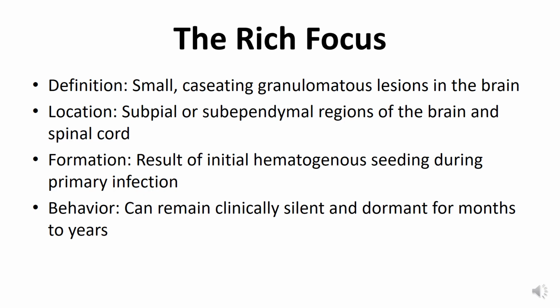However, the situation can change unexpectedly. If the Rich focus enlarges, weakens, or ruptures, tuberculosis organisms and inflammatory material may be released into surrounding tissues. This event can trigger a powerful immune response and lead to tuberculous meningitis or other forms of CNS tuberculosis. In many cases, the rupture of a previously silent Rich focus represents the critical event that transforms a latent lesion into active neurological disease. This is why the Rich focus is considered a central concept in the development of CNS tuberculosis.